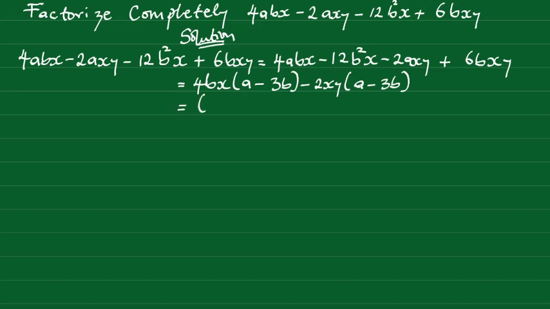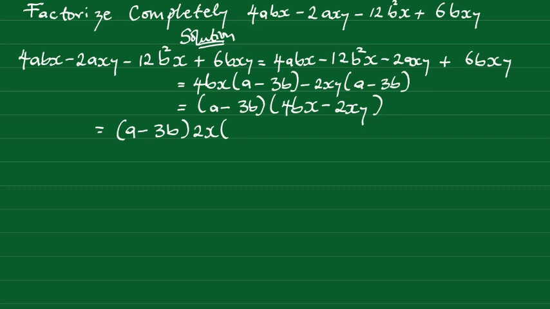This leads us to bracket open, a minus 3b bracket close, bracket open, 4bx minus 2xy bracket close. Now, it's very possible for us to continue our factorization from our second bracket. It's possible for us to factor out 2x if you look closely. And since this is still possible, we write equal to bracket open, a minus 3b bracket close. We factor out 2x from our second bracket and we're left with bracket open, 2b minus y bracket close.